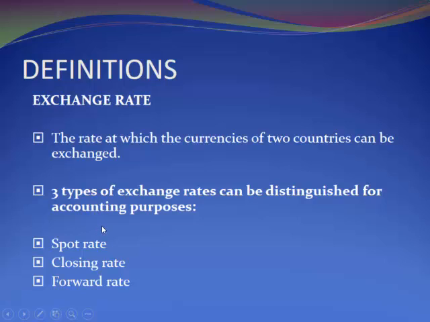Today's spot rate is X amount. The closing rate is the rate at the end of a certain period, usually the end of a reporting period; it will be the specific rate on that date. And then the forward rate, which we mostly find in the forward exchange contract, which is your exchange contract for buying or selling currency.